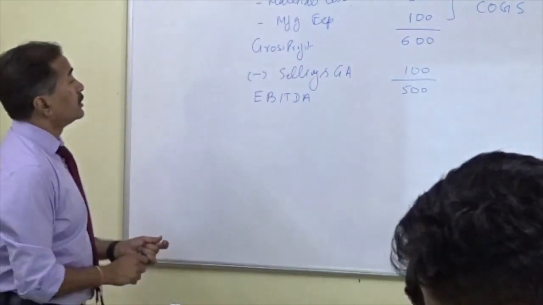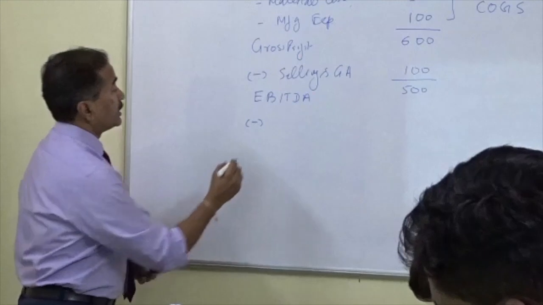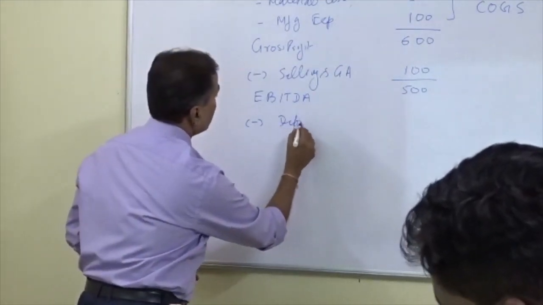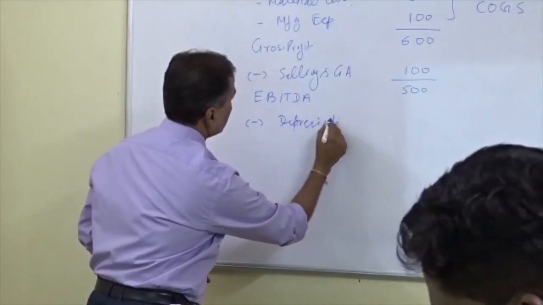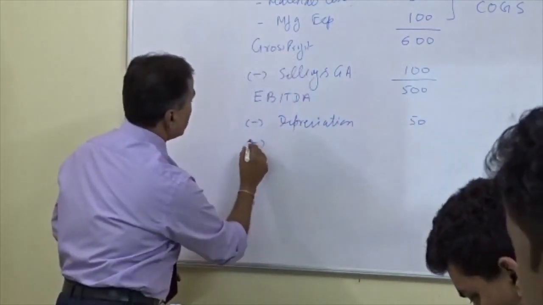Alright. अब हम क्या करेंगे? So what do you do from the EBITDA? You minus what? You minus depreciation. Let's say it is 50, and you minus the amortization.